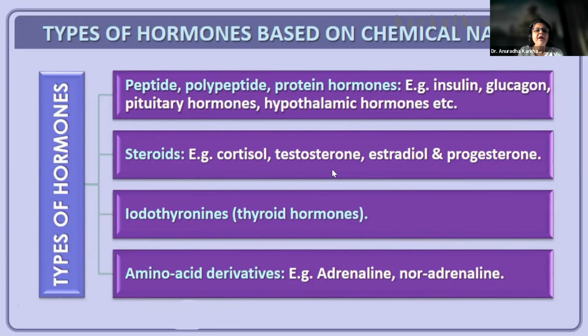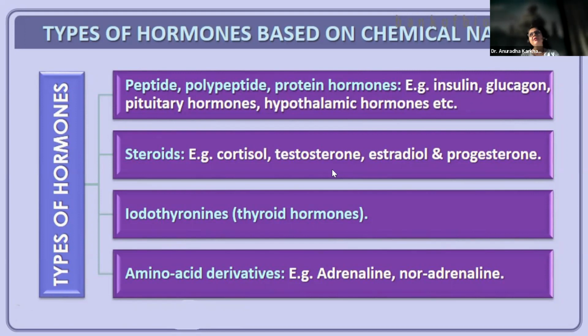Which are the peptide, polypeptide or protein hormones? Insulin, glucagon, pituitary and hypothalamic hormones, all are peptide hormones. Which are steroids? Cortisol, testosterone, estradiol, progesterone, estrogen. These are all steroidal hormones. Iodothyronines are of course your thyroid hormones: thyroxine and triiodothyronine. And amino acid derivatives are only two, adrenaline and noradrenaline.